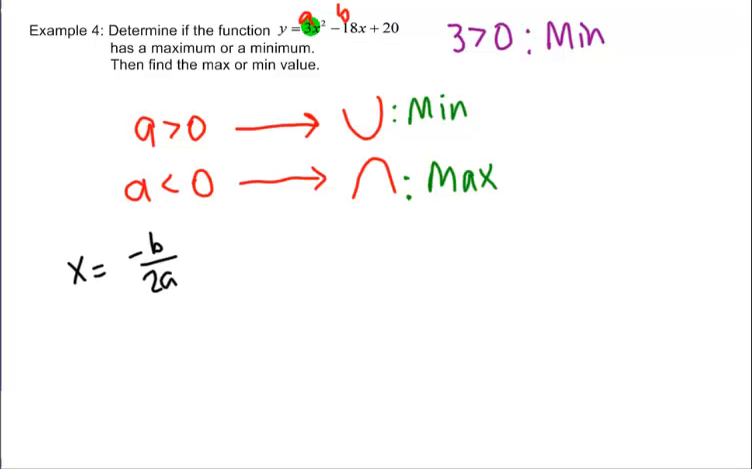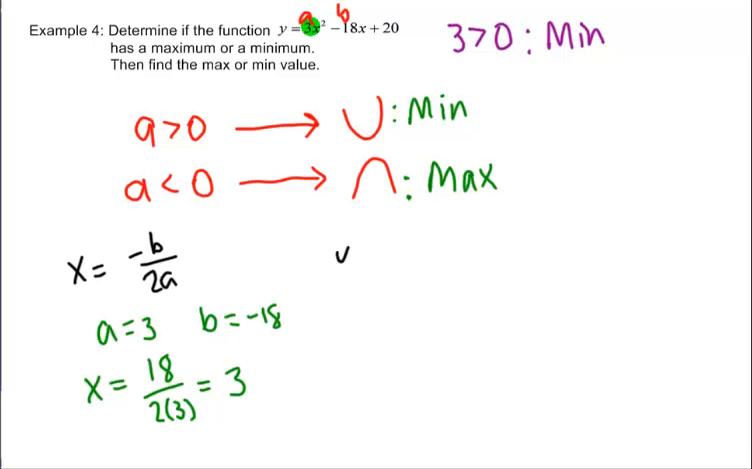How does it work? Well, if a is 3 and b is negative 18, then what you're going to have is x equals the opposite of b over 2a. Well, 18 divided by 6 is 3. That's the x-coordinate for my vertex. Okay? So if this is the x-coordinate, how do I find y? I've got the equation right here. y equals 3x squared minus 18x plus 20. What goes in for all the x's? We just found it out.